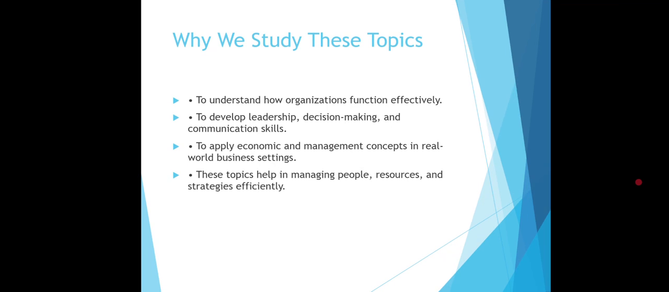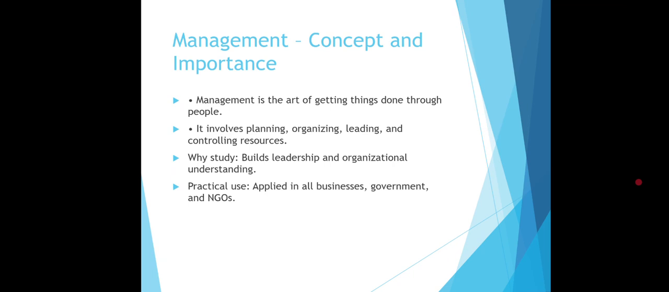Okay, so let's start with the first topic, management concept, its process, theories, and approaches. So basically, management means getting things done through others efficiently and effectively. It involves planning, organizing, leading, and controlling resources to achieve goals. For example, a manager in a cosmetic company plans production, organizes staff, motivates them, and also ensures sales targets are met on time or not.